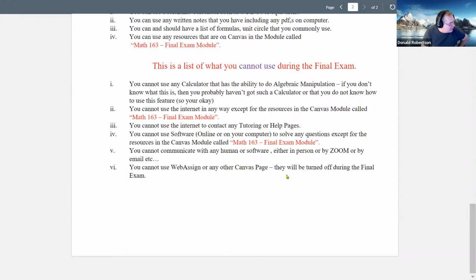You cannot communicate with any human being, living or dead. So no Ouija boards. You can't use software. You can't Zoom people, talk to people, phone a friend, internet, smoke signals, drums, hand signals, etc. Right? Because I did not specifically mention it in that list doesn't mean that it's okay. Hasn't the etc. covered the other things that I haven't thought of? Right? Just don't talk to anybody.